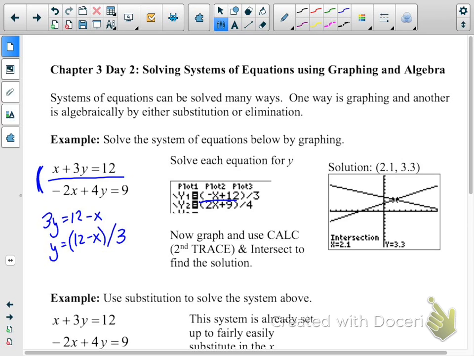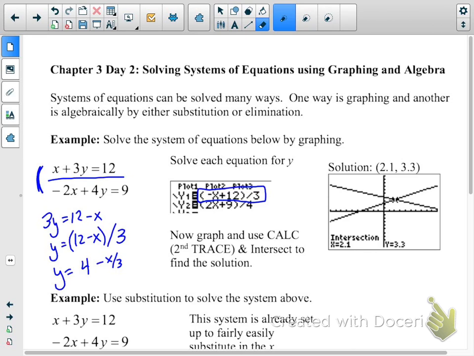Now, I have this written over here. This is the first one. Now I have it written a little bit different. I put the x in the front for some reason. You could also do y is equal to 4 minus x over 3. That would also be okay, but this way you don't have to worry about accidentally dividing the wrong thing. If we do the other one, I kind of ran out of space, so I'm going to write it over here to the side. So negative 2x plus 4y equals 9 would be 4y is equal to 2x plus 9, and then divide everything by 4. You can see that there.